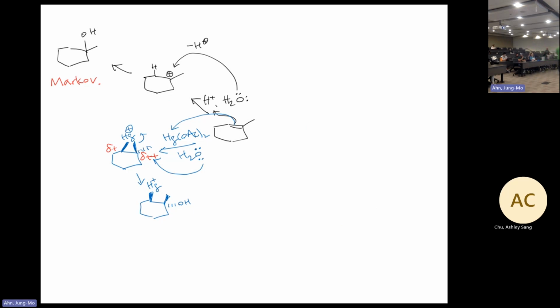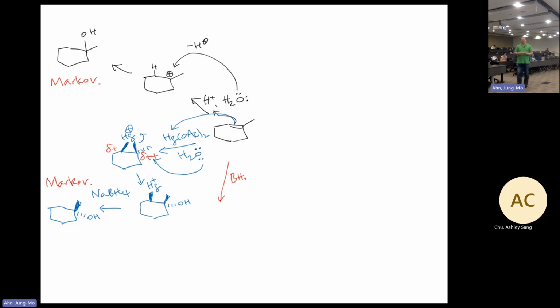Obviously, mercury has to go away. That's the second step, called the demercuration step. We do it with sodium borohydride. Mercury is replaced by hydrogen, so you get alcohol, a single OH. But that's a Markovnikov product because the OH is sitting on the more substituted carbon, right?